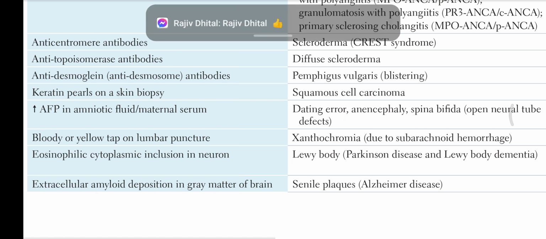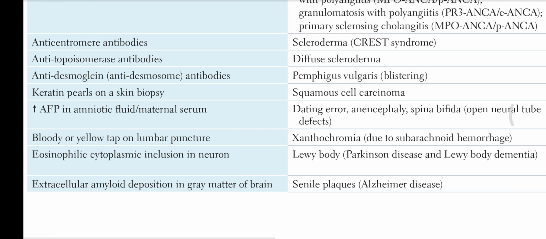Anti-topoisomerase antibodies. Anti-topoisomerase, anti-desmoglein, anti-desmosome antibodies, pemphigus vulgaris. Anti-topoisomerase antibodies, it is diffuse scleroderma.